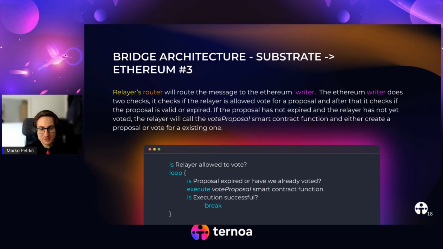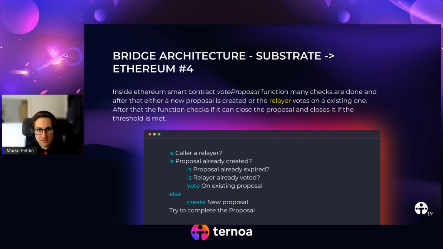Of course, this router will see that the destination chain is the Ethereum network. It will send the message to the Ethereum writer. The Ethereum writer does the same checks as the Substrate writer. It checks if the relayer is allowed to vote, and of course, it checks if the proposal is valid. If everything is okay, the writer will execute the vote proposal function on the smart contract, and it will check if everything went okay or not. If everything went okay, we are done and we will continue.